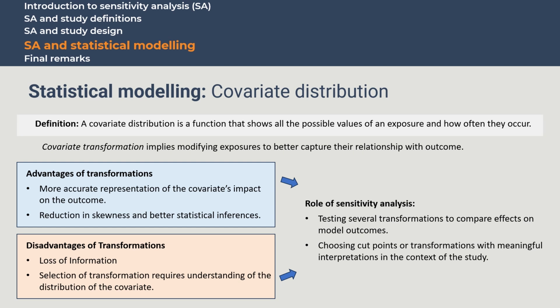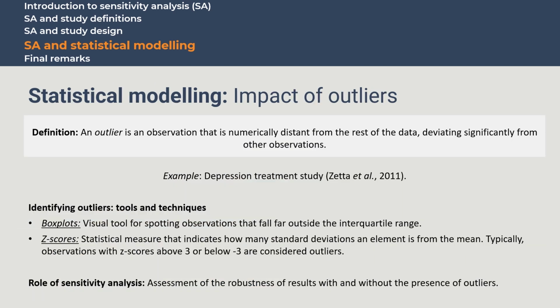Within the statistical modeling dimension of any sensitivity analysis, a critical aspect that impacts the reliability and validity of our results is managing outliers. An outlier is an observation that deviates so much from other observations, which can dramatically skew our results, leading to potentially misleading conclusions, for example, in treatment effects or associations between variables.